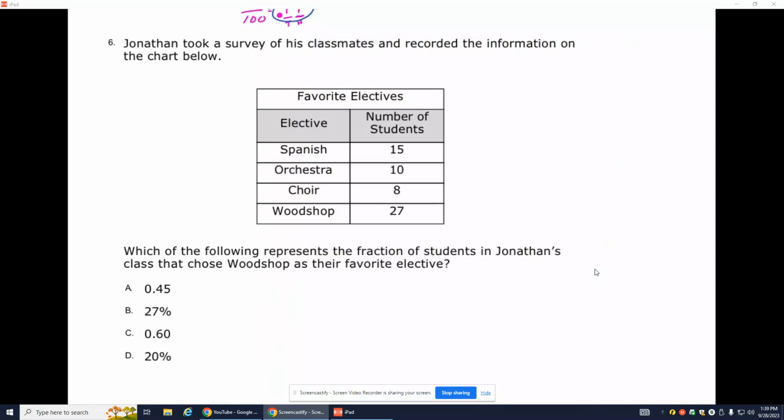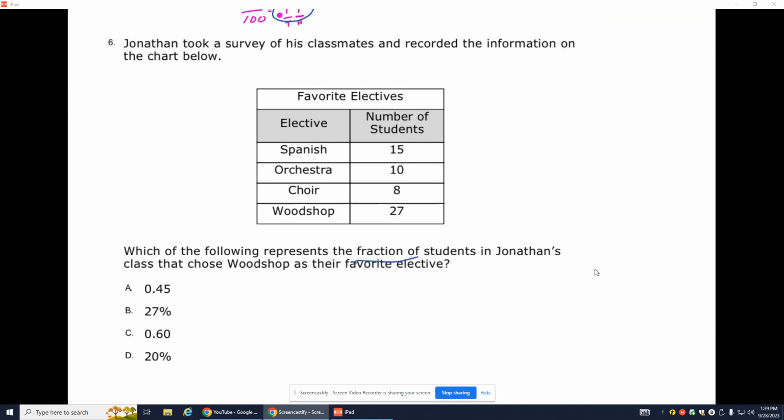Question 6. One of the longer problems in our test. Jonathan took a survey of his classmates and recorded the information on the chart below. So we have his favorite electives, which are Spanish, orchestra, choir, woodshop. 15 chose Spanish, 10 orchestra, 8 choir, and 27 woodshop. Which of the following represents the fraction?